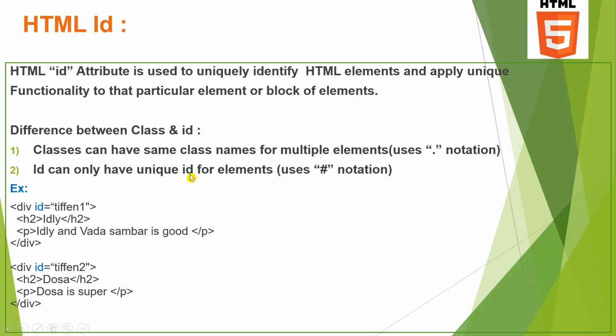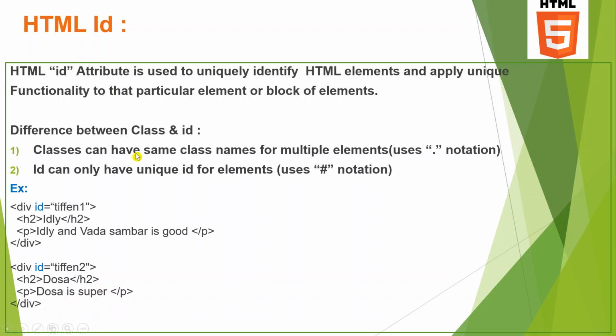So duplicates should not be there, because that's why it is called id, meaning identification. That identification should be unique, but in the class, duplicate names are permitted. That's how it functions. But for id, there should not be duplicate ids. So it should be unique to each and every element or block of elements. It uses hash notation for accessing the elements, friends.